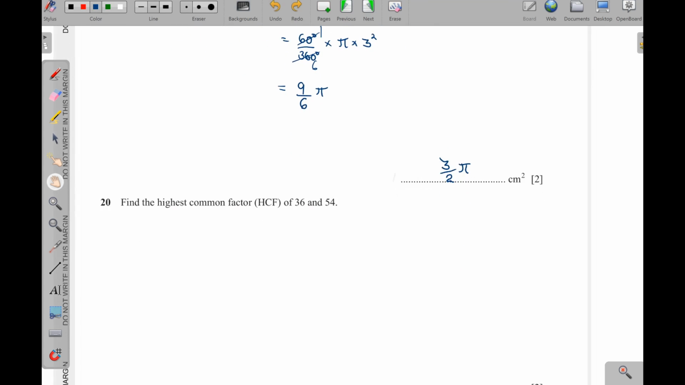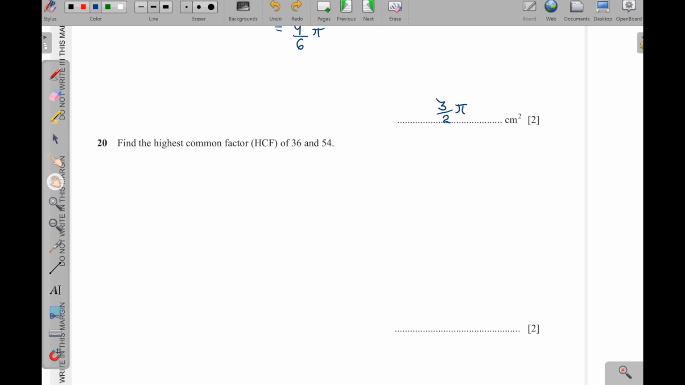Then question 20, they are saying that we need to find the highest common factor of 36 and 54. So I have 36 here and then 54. I need to get numbers that can divide the two numbers together. So those are the numbers that I use only here, and then I multiply them, and that will be my highest common factor. For example, a 2 can divide these two.